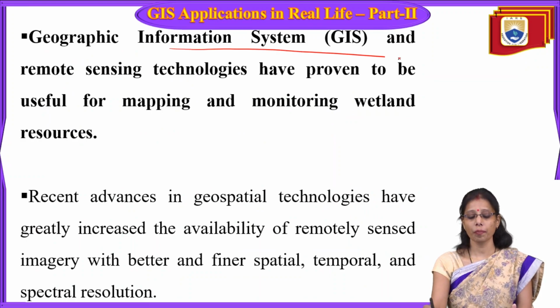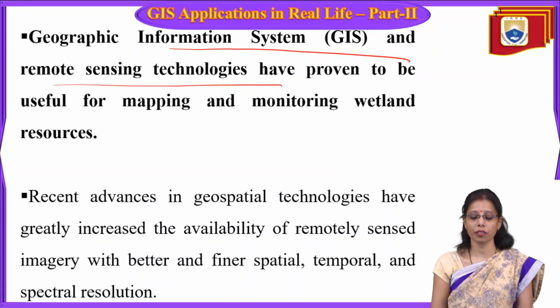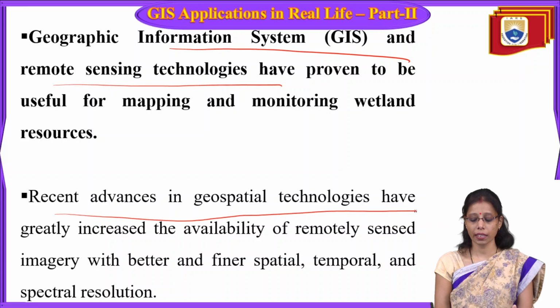So geographic information system and remote sensing technologies have proven to be useful for mapping and monitoring wetland resources. Both technologies are very important tools. They can tell you which areas have the present situation, which areas have more types of wetland, where agricultural activities can take place, and how much area is available with that kind of resources. All that information can be given with the help of spatial and non-spatial data with the GIS process.